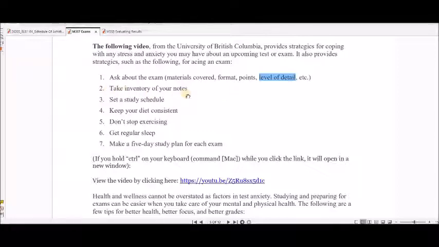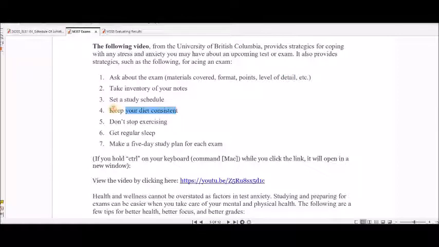Take inventory of your notes. Take a look at your notes and make sure they're good. Make sure that you have totally filled out your notes. You've gotten with some friends, you've gotten everything, you've rewritten them. We've talked about notes before. Set a study schedule. You've got a week before the test. You don't wait until the morning of the test to study. You study every day at a certain time, maybe twice a day. This is the key to doing well. This is the key to reducing anxiety, to make sure that you have studied well. The more you study, the better you're going to do on the test.